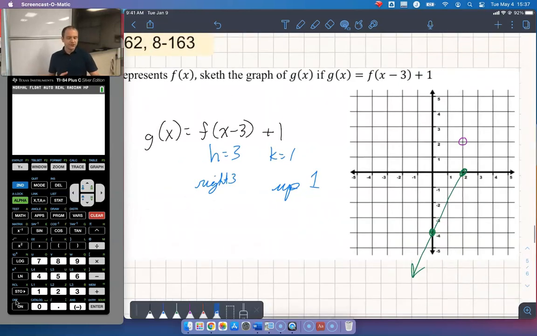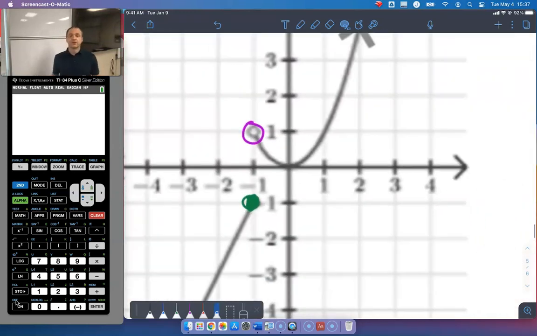If I go back to the original, notice that this open circle is 2 units above the closed circle. They follow the same transformation. So the distance isn't going to change because I did not have a stretch factor. I did not have an a.